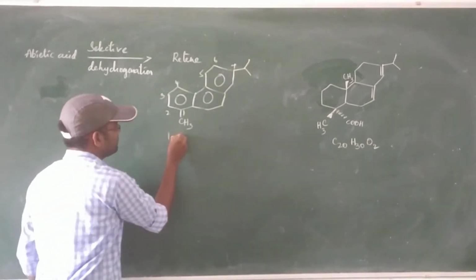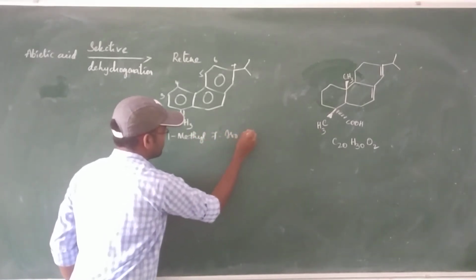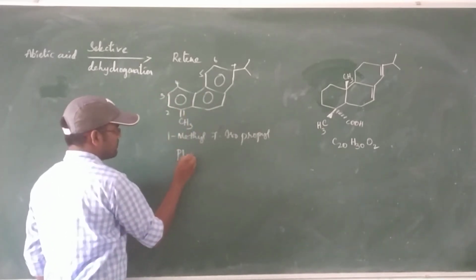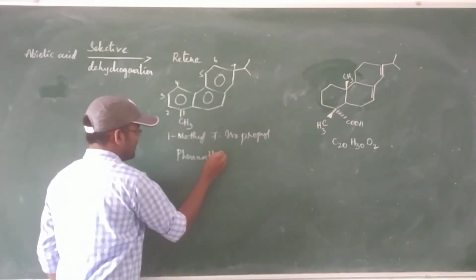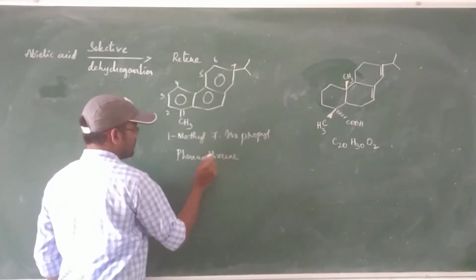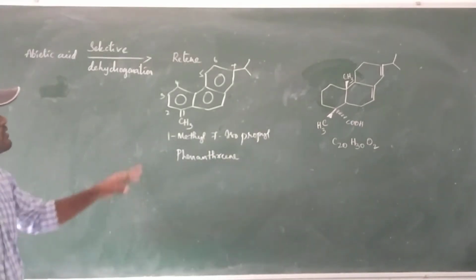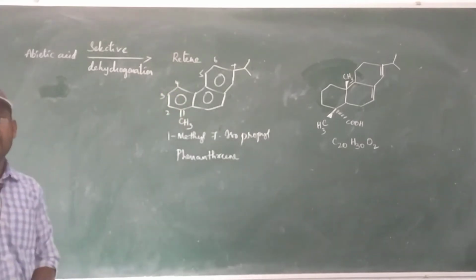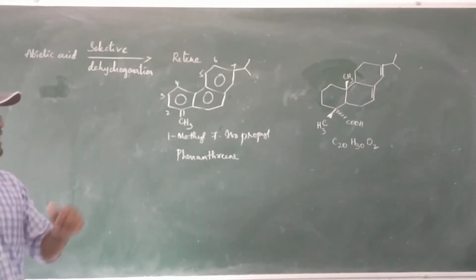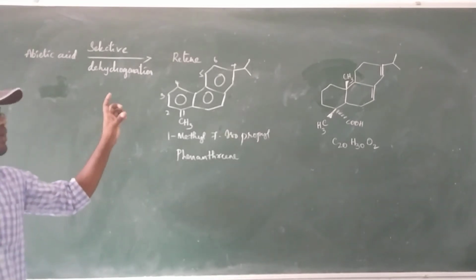1 methyl, 7 isopropyl. The skeleton is phenanthrene. 1 methyl, 7 isopropyl phenanthrene. So from the formation of retene we get that abietic acid has a phenanthrene skeleton. That is confirmed by the formation of retene.